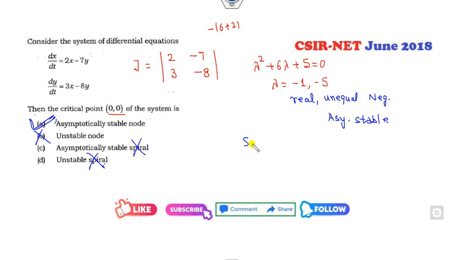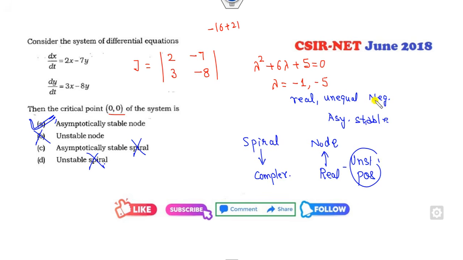Fine. Remember always the two cases, whether it's a spiral or node. Node when the roots are real, spiral when the roots are complex. And it is unstable when roots are positive and stable when the roots are negative.